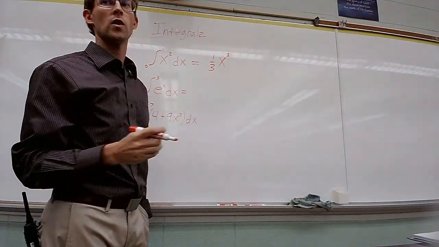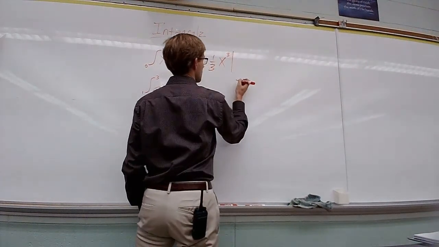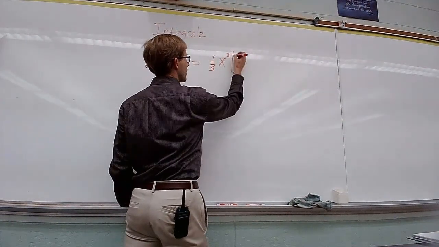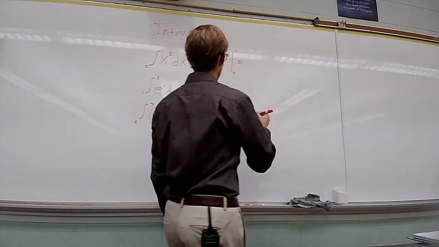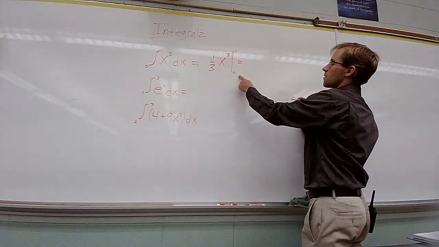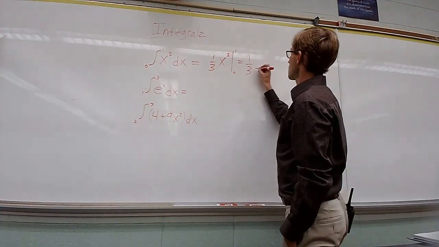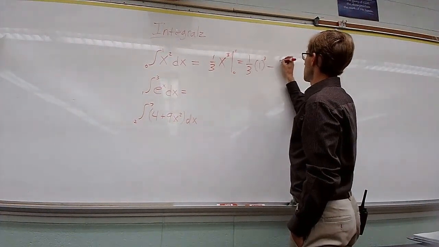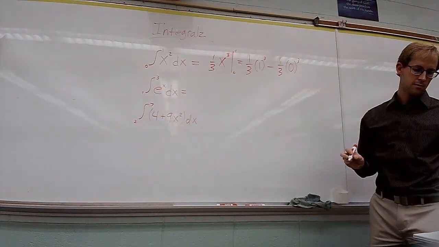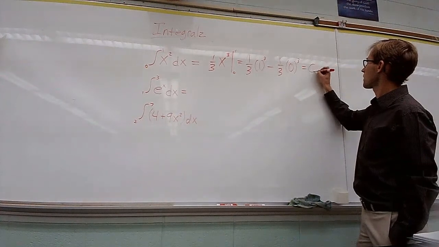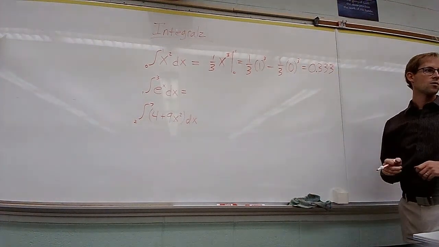Now, when you get to this point, the proper notation would be to draw a vertical line and put your 0 there and your 1 there. That's just how it's done. And then you would insert these numbers and subtract from each other. So the 1 would go in first. 1/3 times 1 cubed minus 1/3 times 0 cubed. And then out would pop your answer. Equals 1/3. I'm going to write it as a decimal, though.